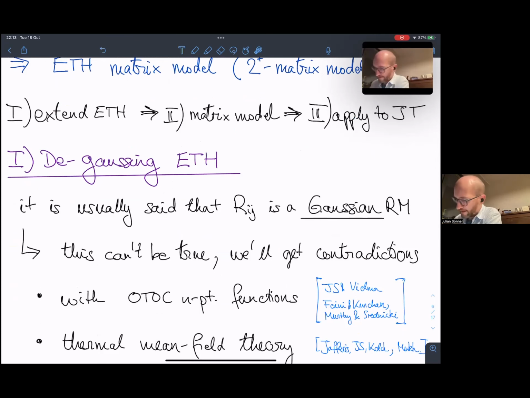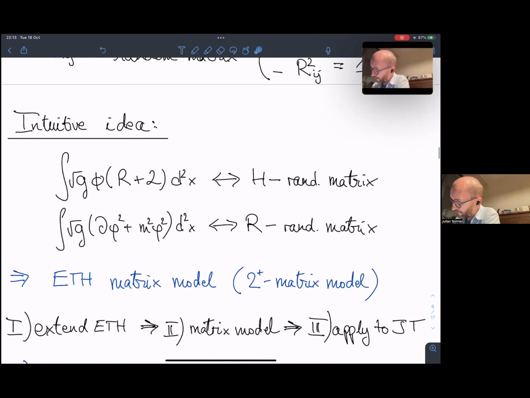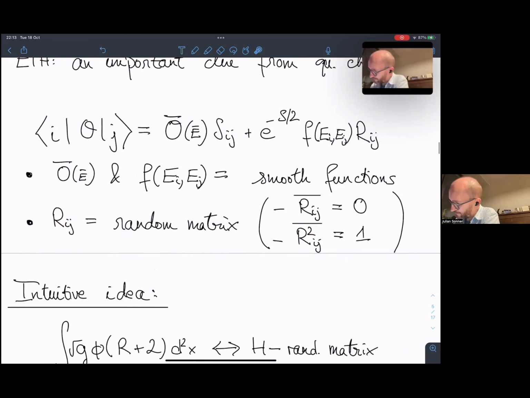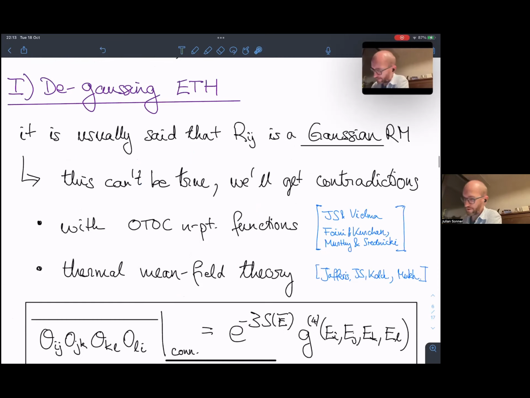Let's think about the fact that we have followed the convention. We have basically defined R_ij as a Gaussian distributed random matrix. The claim is that this is actually not correct. It's usually said that R_ij is a Gaussian random matrix, but this cannot be true because we'll get immediate contradictions.